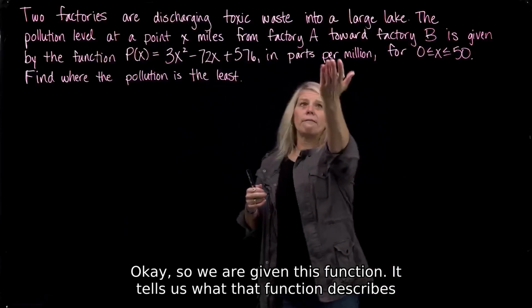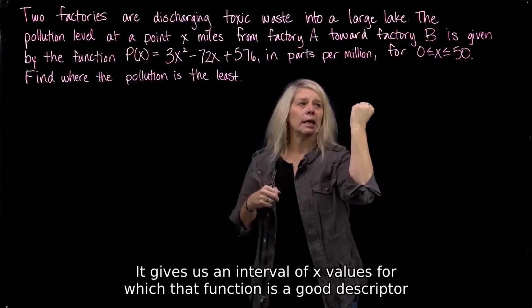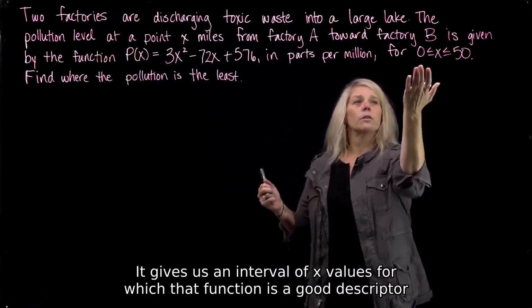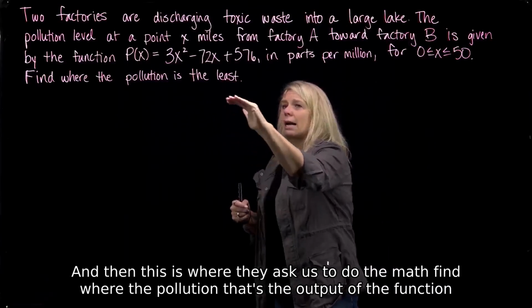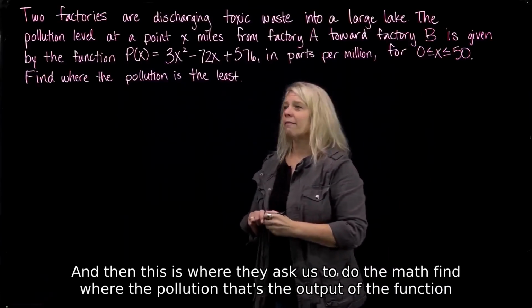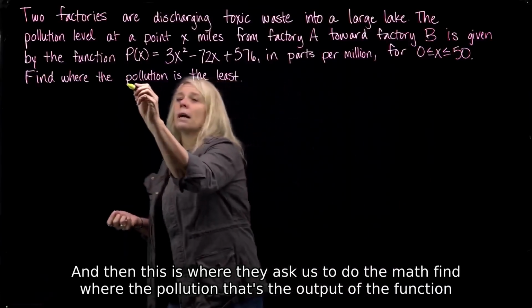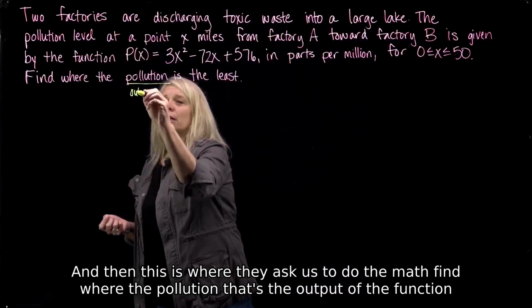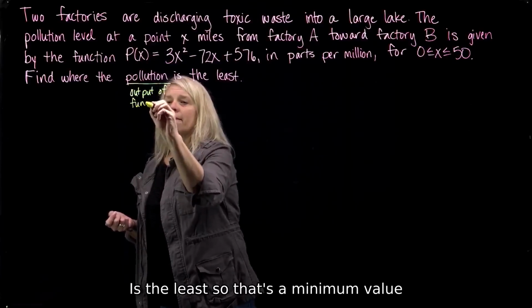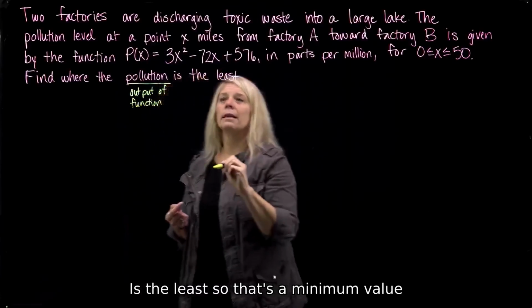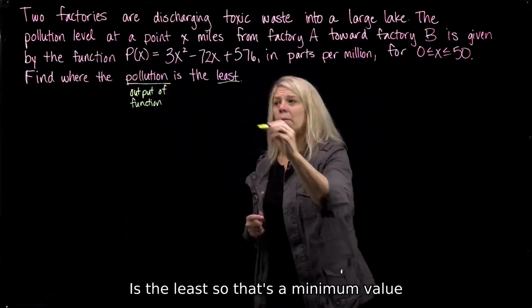It tells us what that function describes. It gives us an interval of x values for which that function is a good descriptor. And then this is where they ask us to do the math. Find where the pollution, that's the output of the function, is the least. So that's a minimum value.